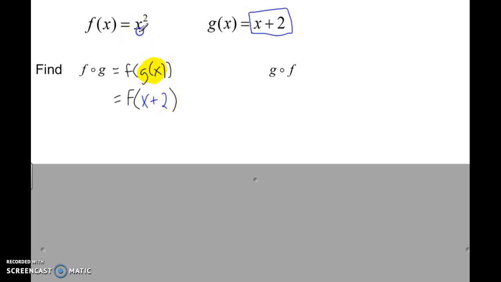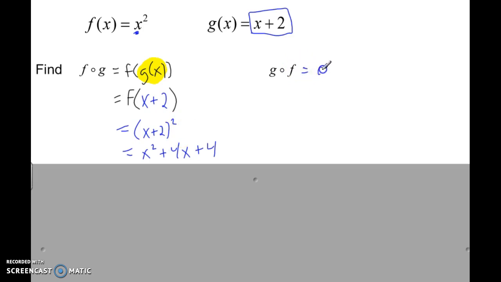Now, everywhere there's an x, with parentheses, I'm going to plug in x plus 2 into the f function. So instead of x squared, it's going to be (x plus 2) squared. Of course, to solve this, that's a binomial squared. You're going to have to FOIL that. So you have to do x plus 2 times x plus 2, which ends up being x squared plus 4x plus 4. I'm not going to work that out, but I hope you know how to FOIL x plus 2 times x plus 2 there.